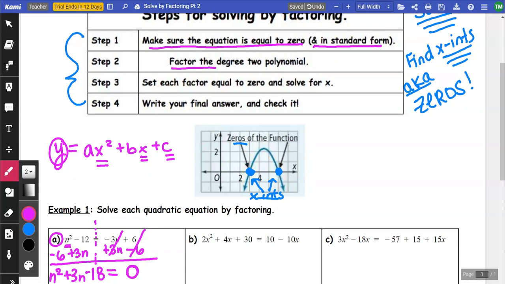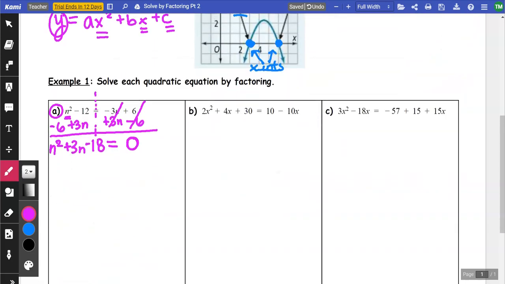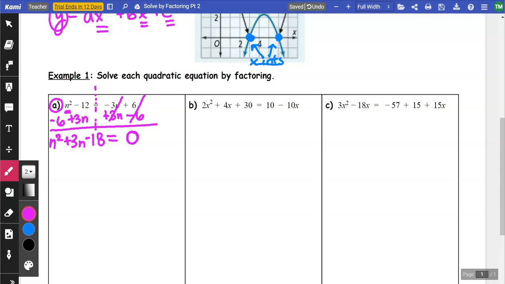Step 2 says to factor the degree 2 polynomial. So we need to factor this left-hand side. I know that n times n is n squared. What factors of 18 add or subtract to give us 3? Well, let's make a factor tree for 18 off to the side here real quick. Let's see, 18: 1 and 18, 2 and 9, 3 and 6, 4 and 8. Which of those add or subtract to give us 3? The 3 and the 6. So let's use 3 and 6.